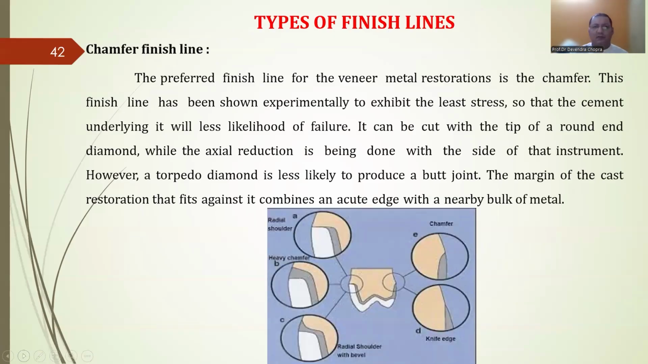Now, we will discuss one by one different types of finish line. You can check out in the diagram. In a single tooth, I have tried to show all the finish lines. So first is the chamfer finish line. Chamfer finish line is the preferred finish line for the veneer metal restoration when you are going for full cast metal crowns and bridges. This finish line has been shown experimentally to exhibit the least amount of stress and better adaptability at your junction area. Okay.